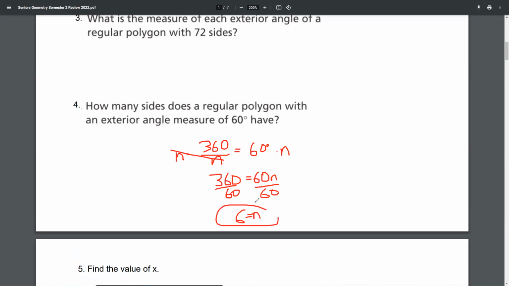So there will be 6 sides on a polygon where the exterior angles are 60. So 1, 2, 3, 4, 5, 6. Each exterior angle here will be 60 degrees. Right, and so on. 60, 60, and 60.